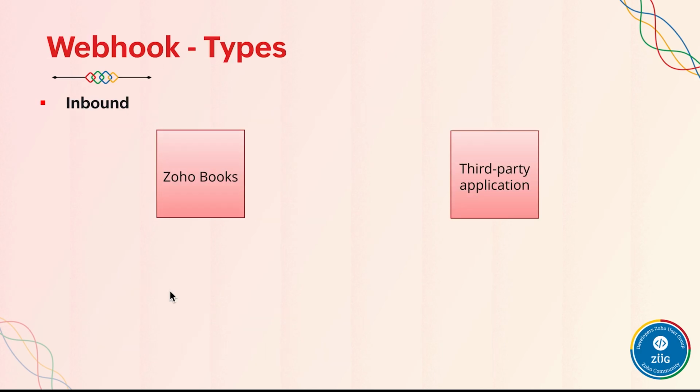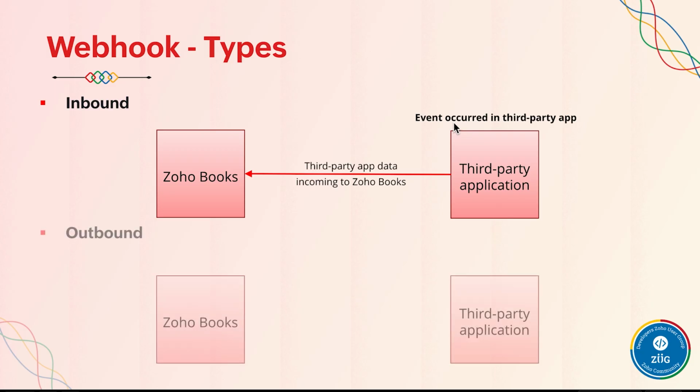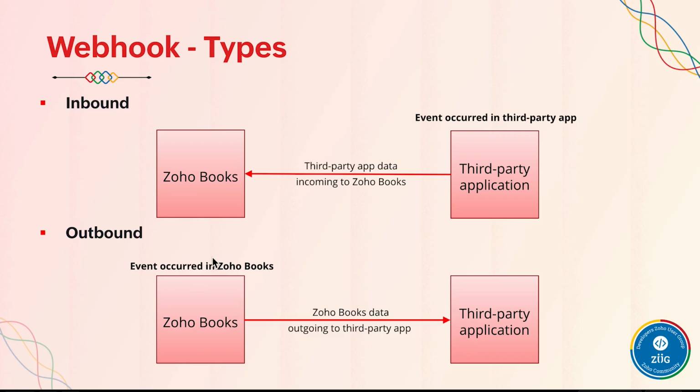To summarize, inbound webhooks are used to receive real-time data into Zoho Books whenever an event occurs in the third-party applications. And outbound webhooks are used to send real-time data from Zoho Books to connected external applications on occurrence of an event in Zoho Books. These are the two webhook types that allow the Zoho Books extension to handle both directions of data flow efficiently. For our example use case today, we will be exploring how to build an inbound webhook in detail.